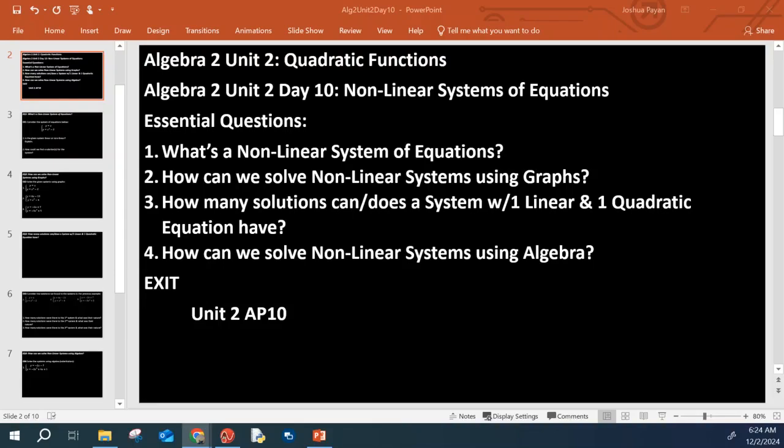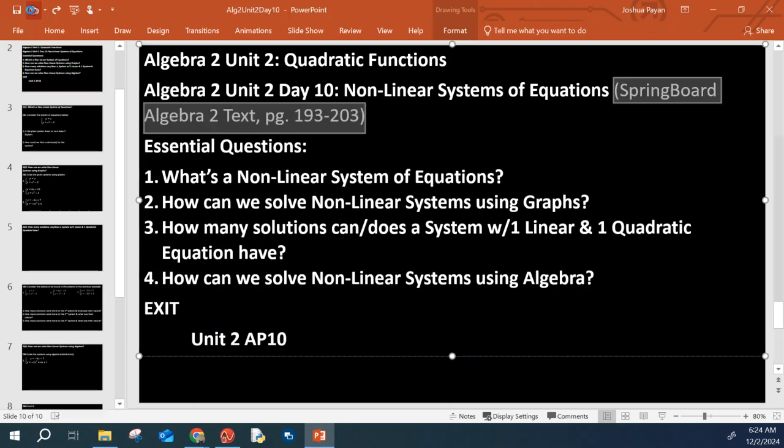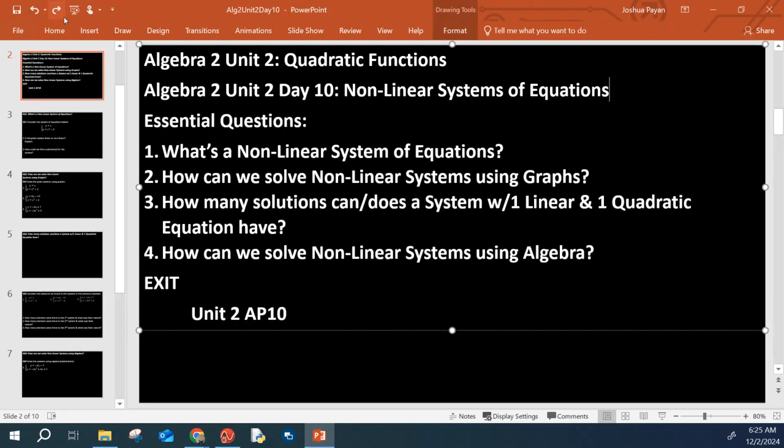All right, in this video, we are going to talk about nonlinear systems of equations. That's a really broad stroke, though. I'm painting way too many things. We're really going to talk about this right here: a system with a linear and a quadratic equation. So in this video, I'm just going to briefly discuss what that all means.